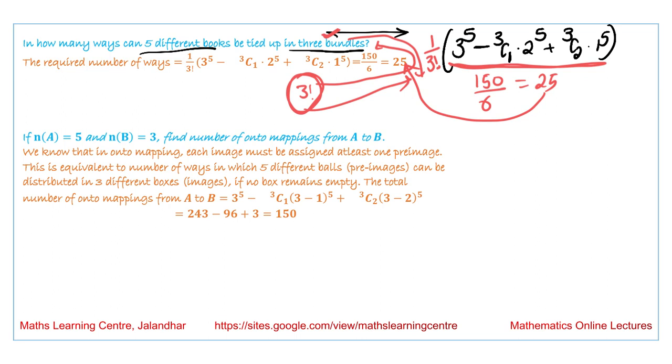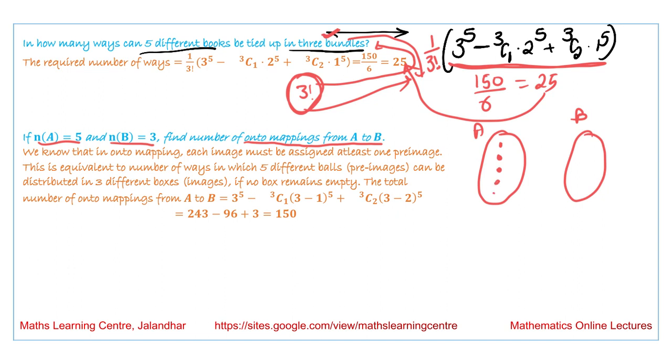Next is, if the number of elements in A is 5 and the number of elements in B is 3, find the number of onto mappings from A to B. So the definition of onto mapping: we have two sets A and B, with 5 elements in set A and 3 elements in set B. Each element of set B should have at least one pre-image. None of the elements over here is unmapped.